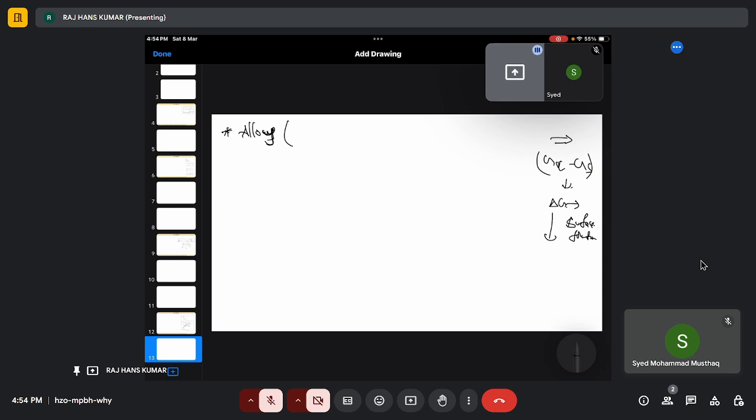Now, there is another type of undercooling, that is constitutional undercooling, or you can call it supercooling. Right. So this is another type of undercooling, the constitutional undercooling, which I will explain in a few minutes.